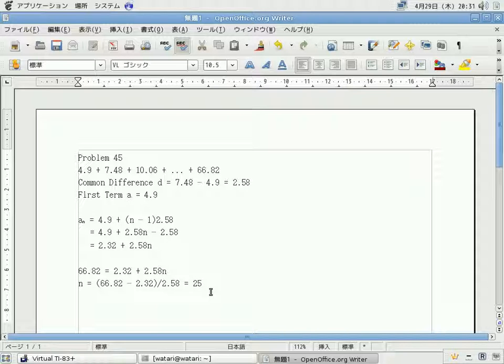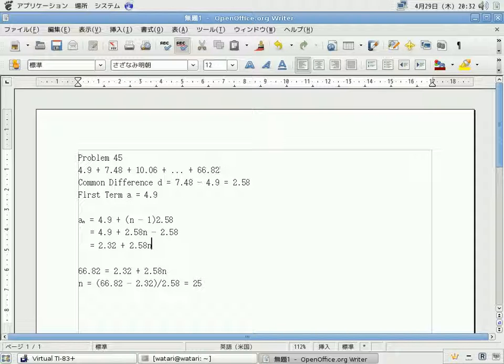Okay. Having done that, then you have to take the last term in your sequence, which is 66.82, and figure out what term that is. Is it the 5th term? Is it the 6th term? Is it the 107th term? You just have to figure it out. So what you do is you set that for your a sub n in this formula, and then you just solve for n, which I did. So I solved for n, and I determined that the 66.82 value here was actually the 25th term.